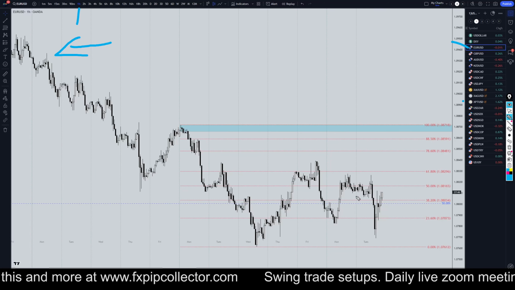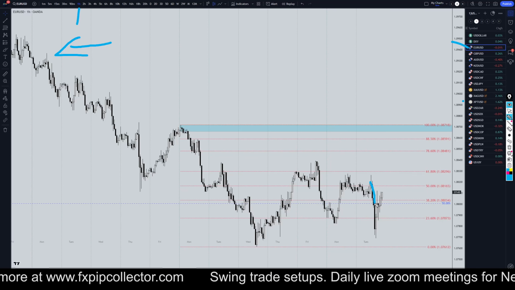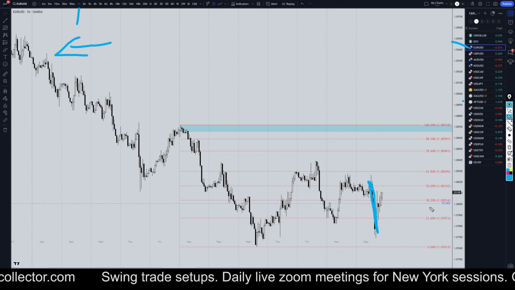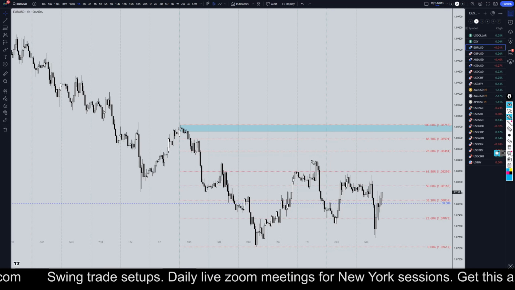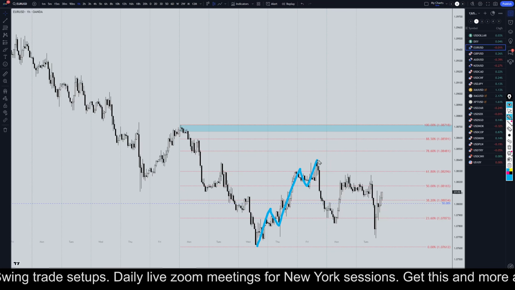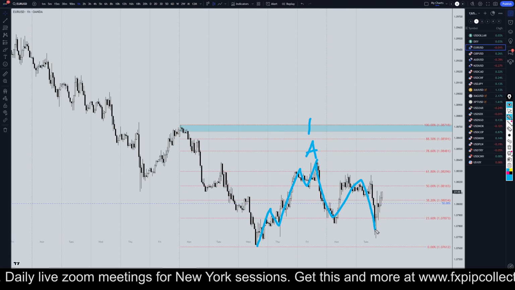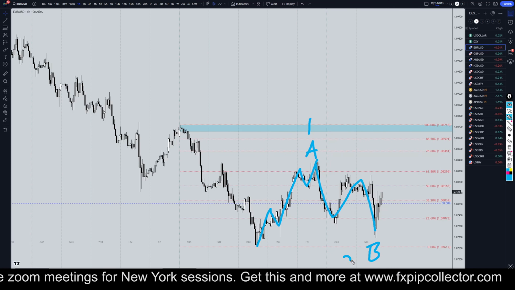So the euro dollar did make a pretty sweet little push down, and if you're following along with my videos, you probably did catch a pretty nice little trade to the short side on this. Now, it does look to me like this is an uptrend, 5 waves up, like a wave A or maybe a wave 1. This to me looks like 3 waves down, possibly a wave B or maybe a wave 2.